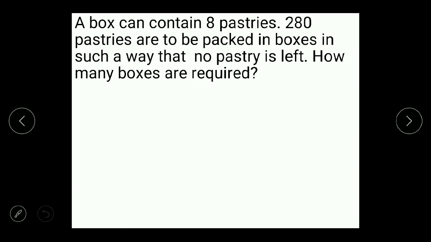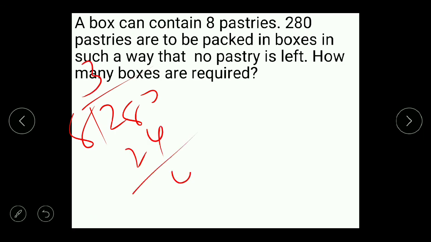The next question: a box can contain 8 pastries. 280 pastries are to be packed in boxes in such a way that no pastry is left. How many boxes are required? A box contains 8 pastries and we need to pack 280 pastries, so just divide 280 by 8. In 28, how many times? 3 times. 3 into 8 is 24, remainder 4, and 40 is 5 times. 5 into 8 is 40, remainder 0. So the answer is 35.